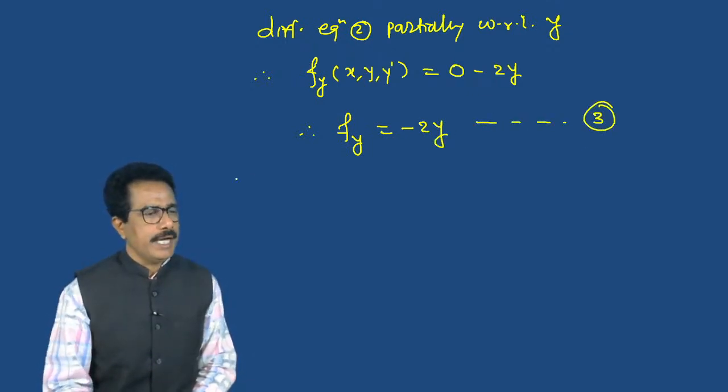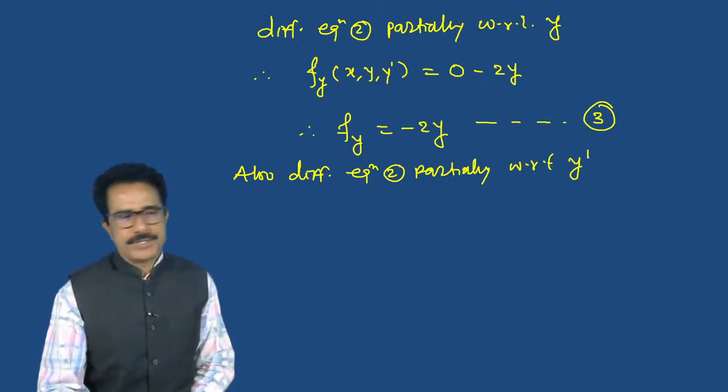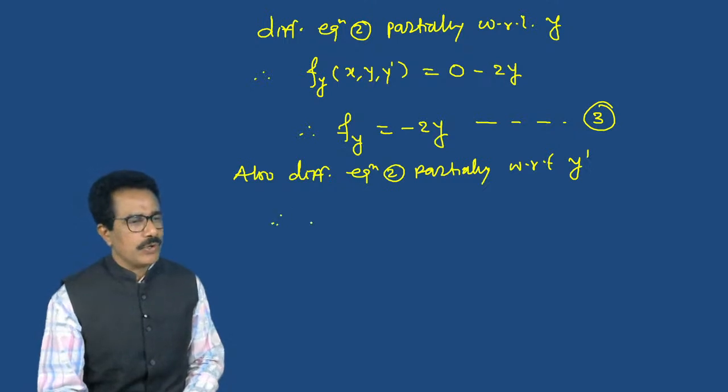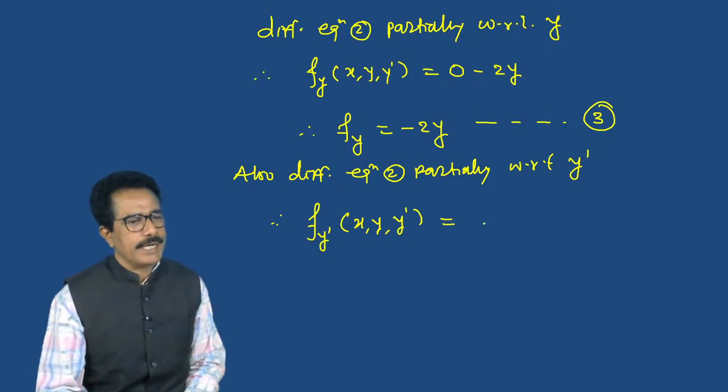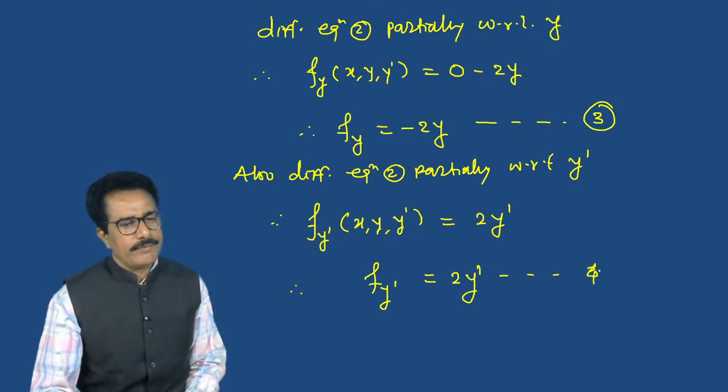Suppose this is 3. Also differentiating equation 2 partially with respect to y dash, tell me what we get. So f suffix y dash of x comma y dash, we can write 2y dash. So in short fy dash equals 2y dash. Suppose this is equation number 4.